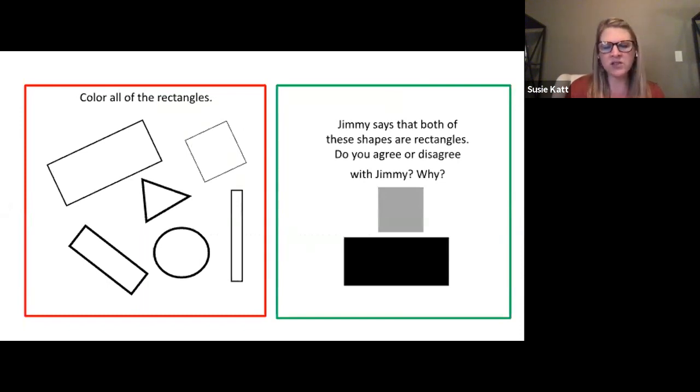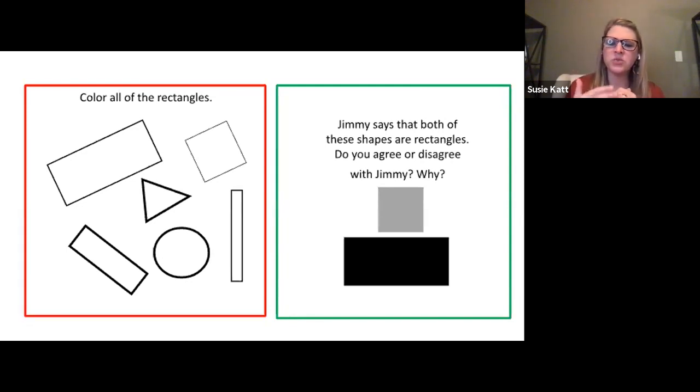Here's another one. We all ask students to agree or disagree, right? We can say color all the rectangles, or we could say, Jimmy says both of these shapes are rectangles. Do you agree or disagree, and why? Great conversation. This can be a modification that's very easily done with lots of tasks, and young students can do thumbs up, thumbs down, and talk to your neighbor.